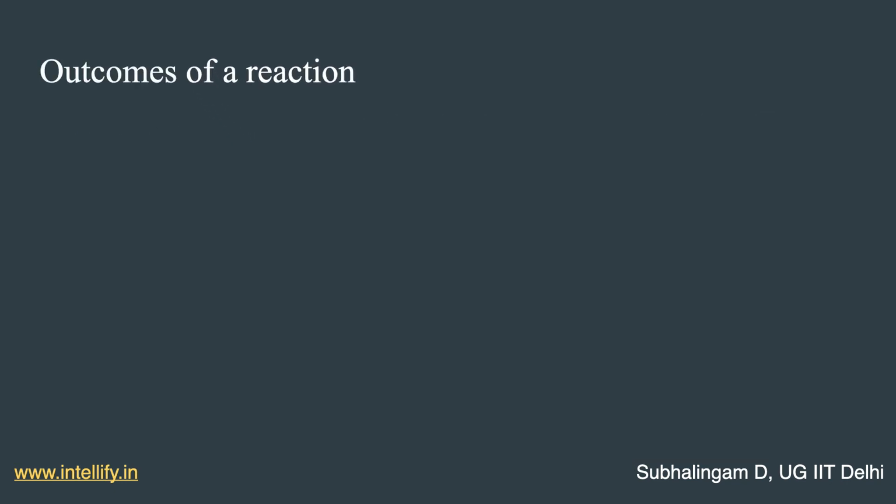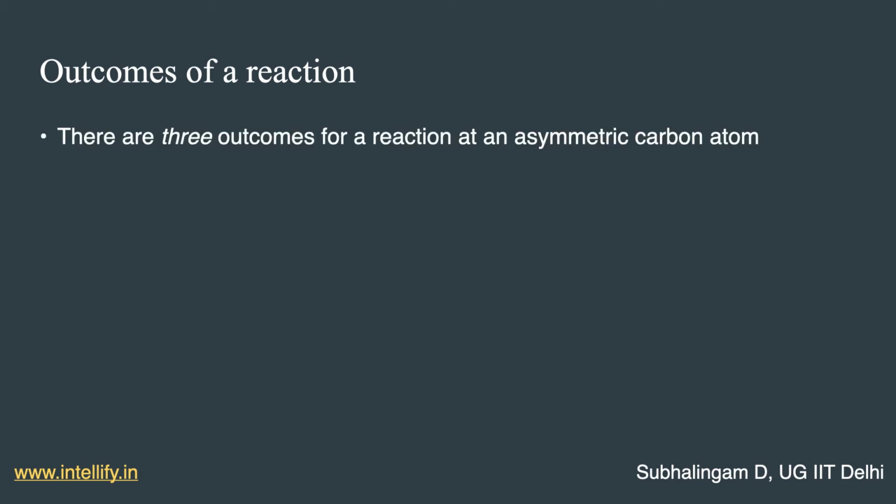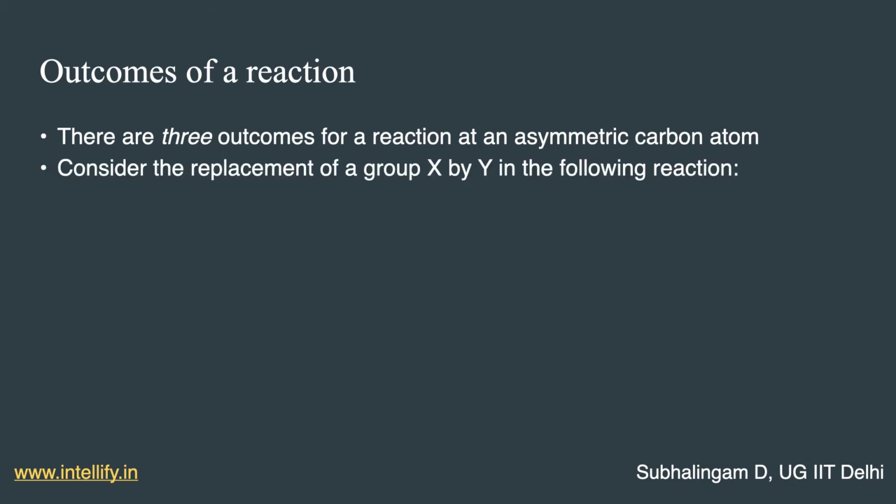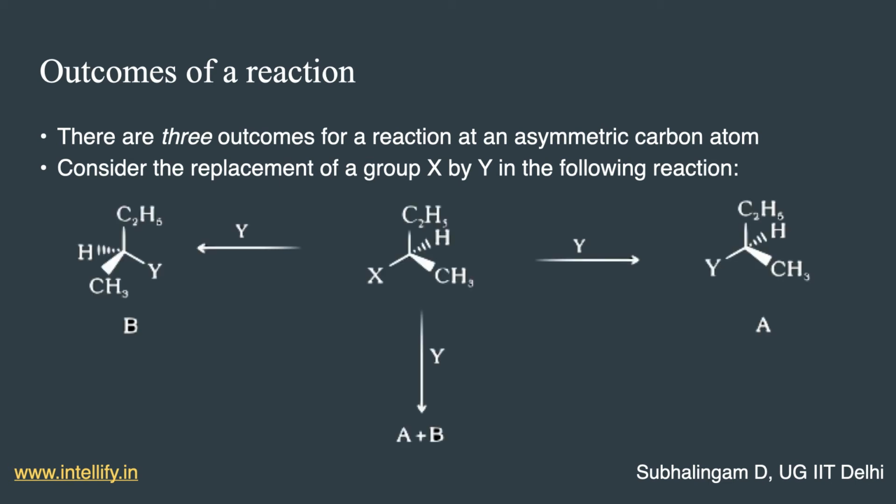Now let's look at the outcomes of a reaction, by which I mean that I take a substrate and I make it undergo a chemical reaction. Then we will be looking at the stereochemistry of the product formed. There are 3 outcomes for a reaction of an asymmetric carbon atom. Consider the replacement of a group X by Y in the following reaction. So we have this substrate in the middle. I make it undergo a reaction by treating it with Y. Then there are 3 possible cases. I can get A or B or a mixture of A and B.